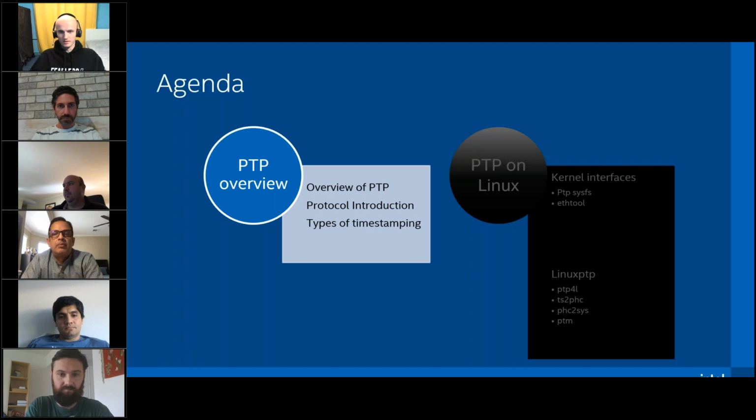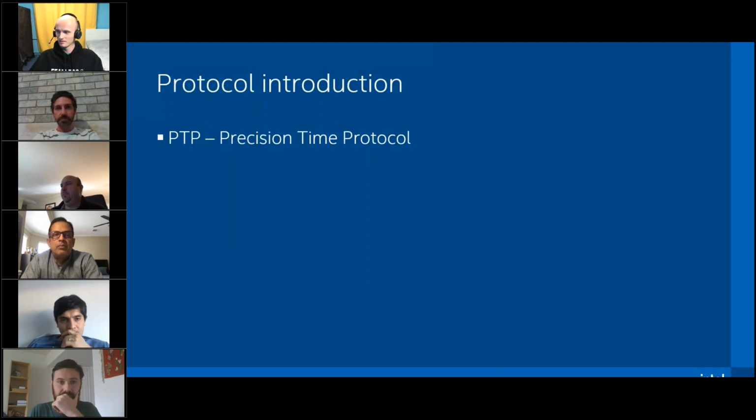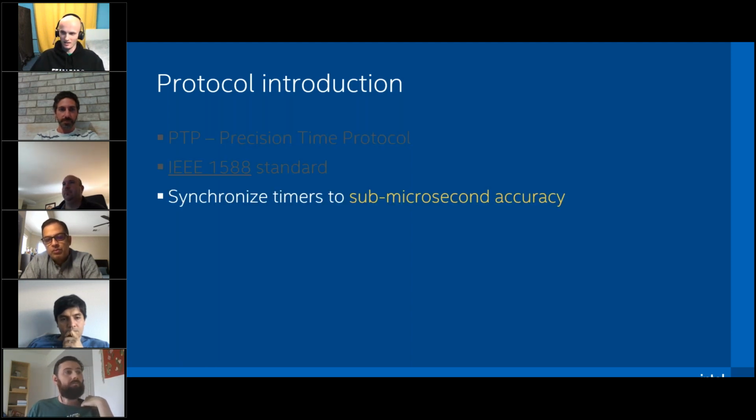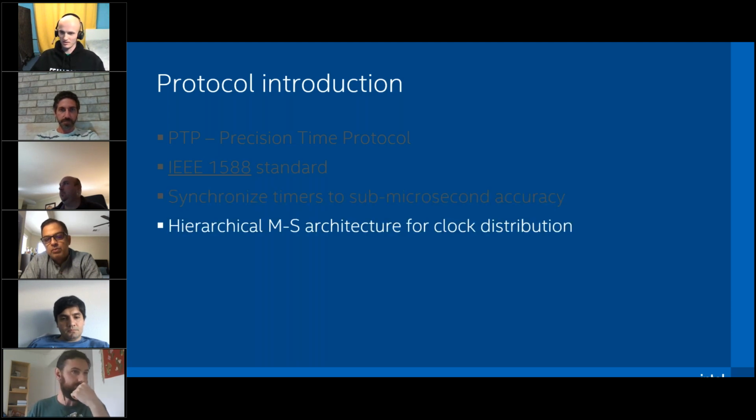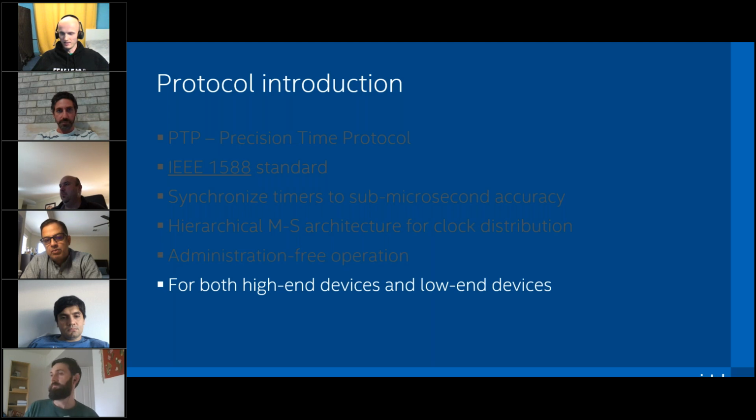So let's start with the brief PTP overview. I'll try to breeze through this because I assume that most people in this forum are aware of what PTP is. Yeah, I think we have a good level of understanding by now. So it's the Precision Time Protocol, IEEE 1588 standard, which can synchronize timers to sub-microsecond accuracy. It's a hierarchical master-subordinate architecture for the distribution of clocks, provides administration-free operation, and is good for both high-end and low-end devices. It's generally considered better than NTP and worse than GPS, so that's where it's positioned.